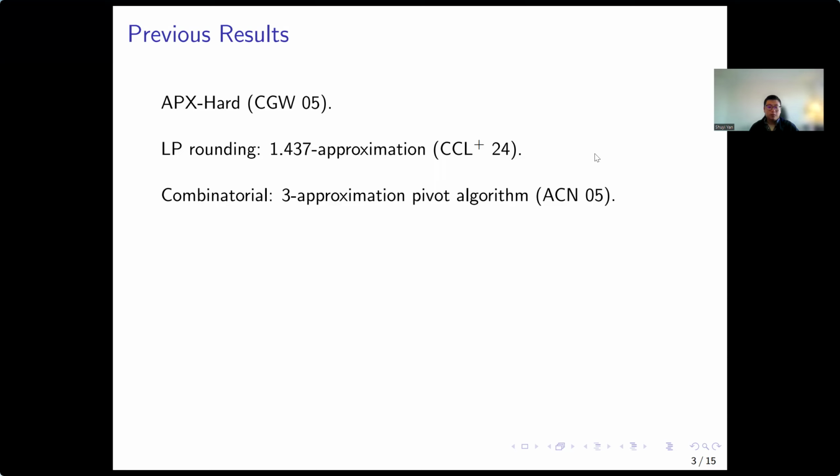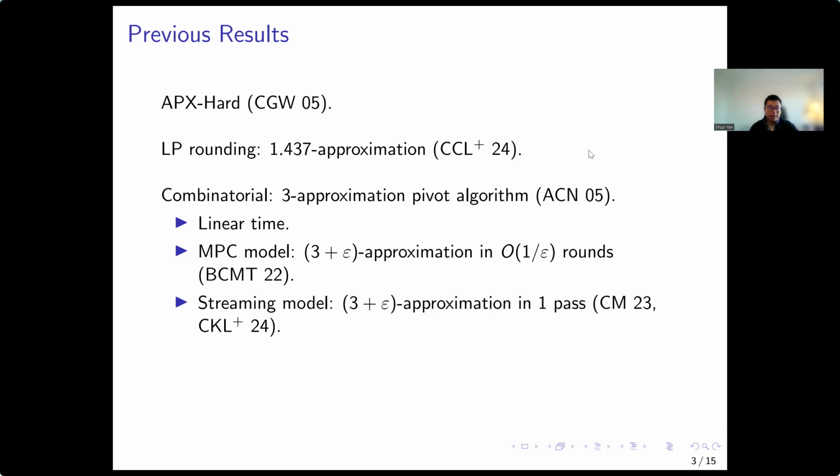The best combinatorial algorithm is an old and simple pivot algorithm from almost 2 decades ago. In this algorithm, we randomly select one vertex as pivot, and then we create a new cluster consisting of this pivot and all of its neighbors, and we repeat in the remaining graph. This simple algorithm is a 3 approximation algorithm, and it can be run in linear time.